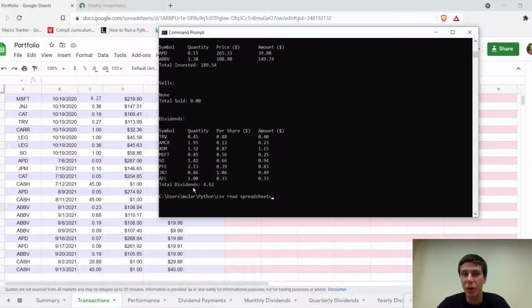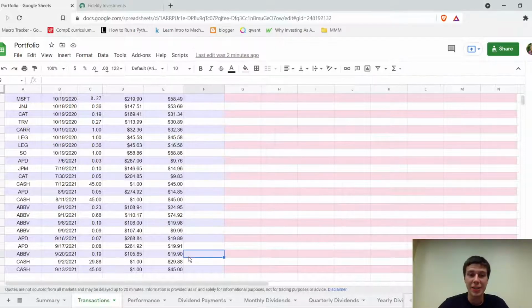And as far as dividends go, we got quite a few here. We got about 40 cents from Travelers, about 23 cents from Amcor, $1.15 from ExxonMobil, 25 cents from Microsoft, 94 cents from the Southern Company, 83 cents from Pfizer, 49 cents from Johnson & Johnson, and 33 cents from Aflac. And that leaves a total dividends for the month of $4.62.